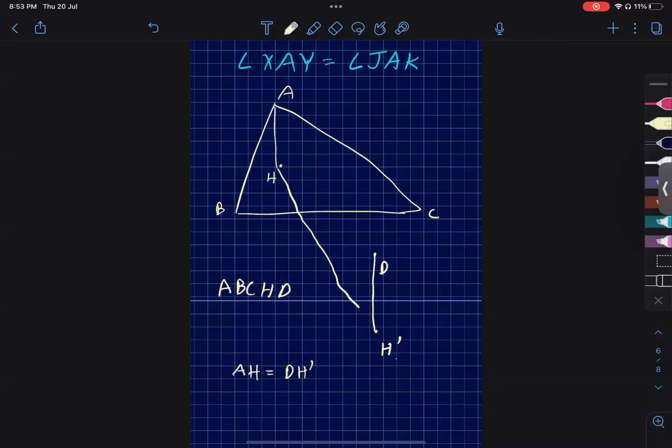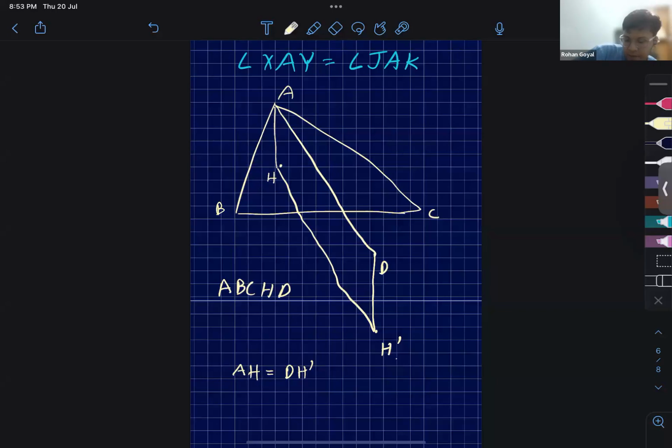How is D defined again? D is the intersection of the conic with ABCH. Or you can take it like D is the isogonal conjugate of the point at infinity along the line. So AHDH dash is a parallelogram on the hyperbola. What does this mean? If you have a parallelogram on a conic.